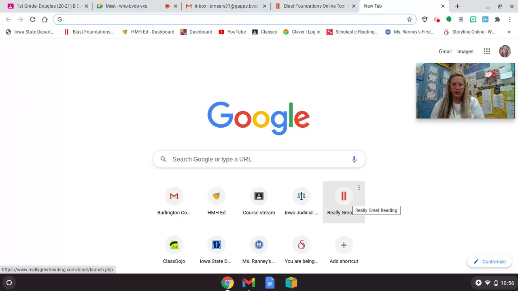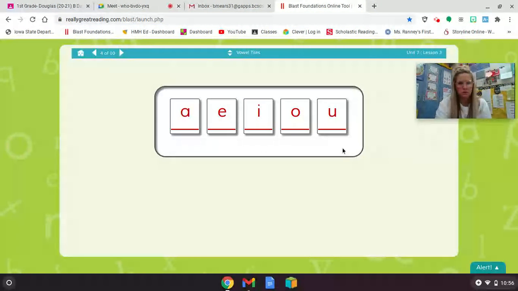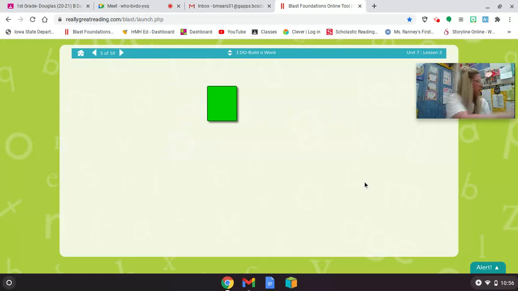All right, so here we go. The first word we are going to build is the word set. I set the table before I cook dinner. Set. Okay, everybody stretch it with me. Here we go. Set.